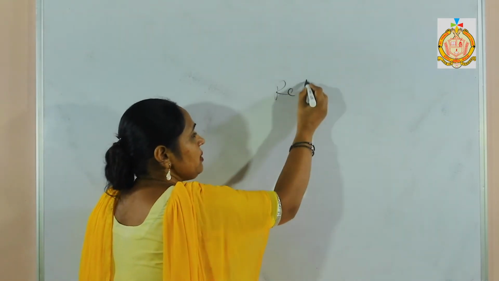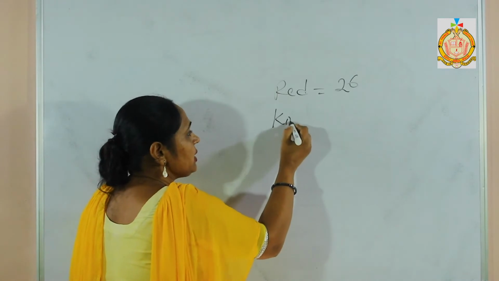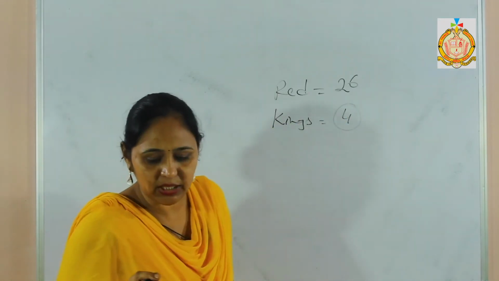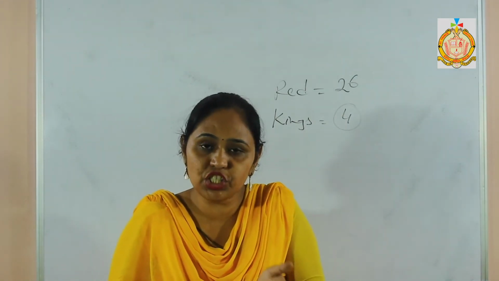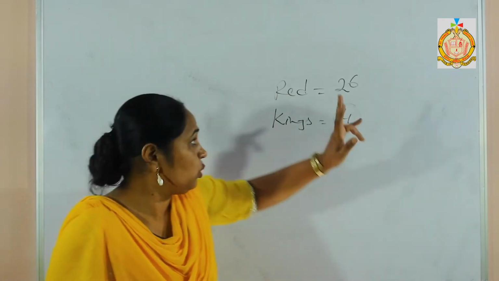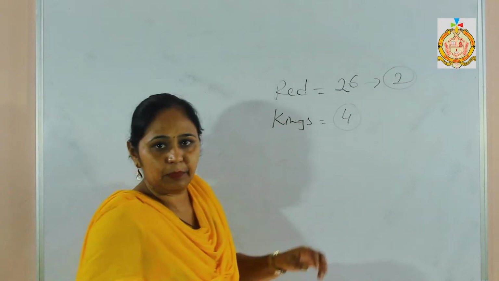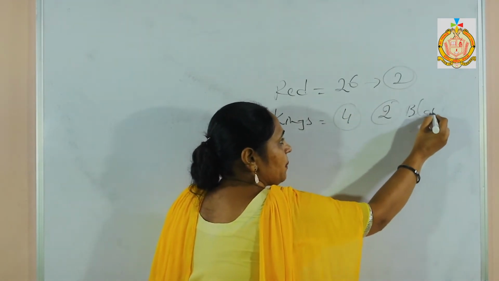In sum number 9, 7th part, a red and a king. Now I know that red cards are 26. Now how many kings are there? Total 4 kings are there. Now he asked for red and a king. That means both conditions should be in one card. Now in red, how many kings are there? 2 are there. That means 2 are red kings, 2 are black kings.